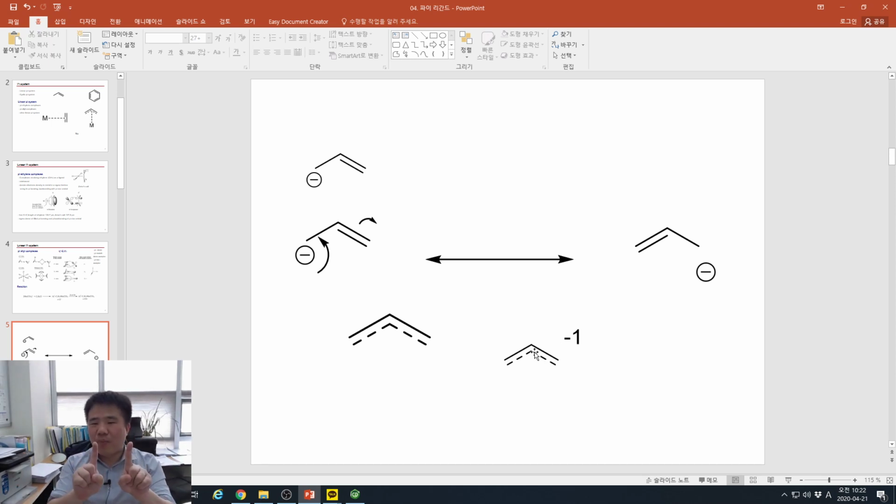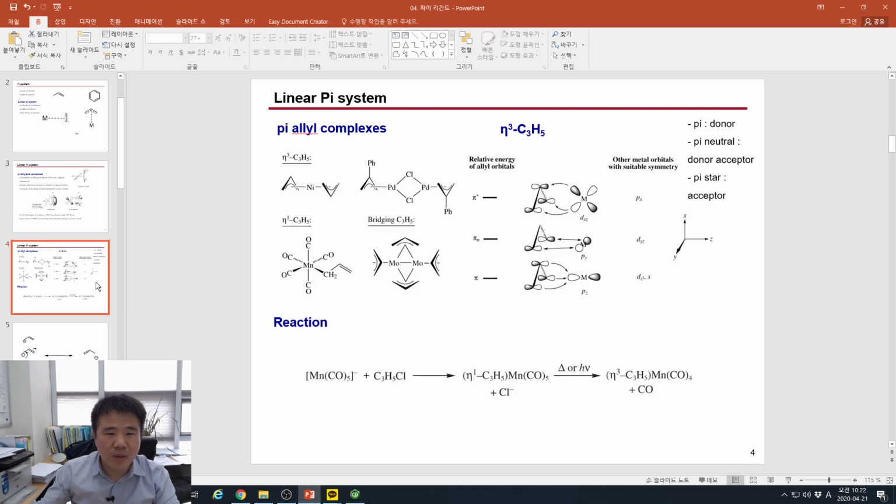And all the pi orbitals, the perpendicular p orbitals, are conjugated. So these p orbitals can act as a ligand. If you look at the pi allyl system, nickel can have two pi allyl ligands. As you can see, we usually draw it like this, nickel, and like this, palladium, like this. So this should be ethylene, a double bond, and an anion.